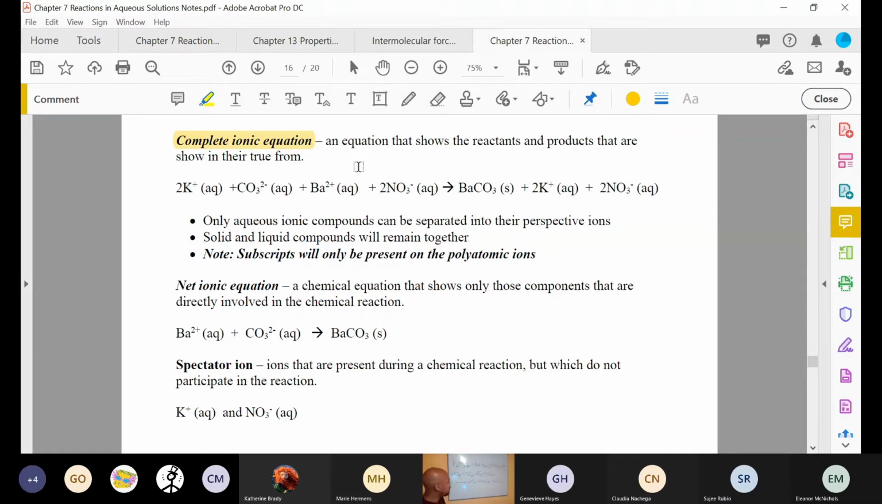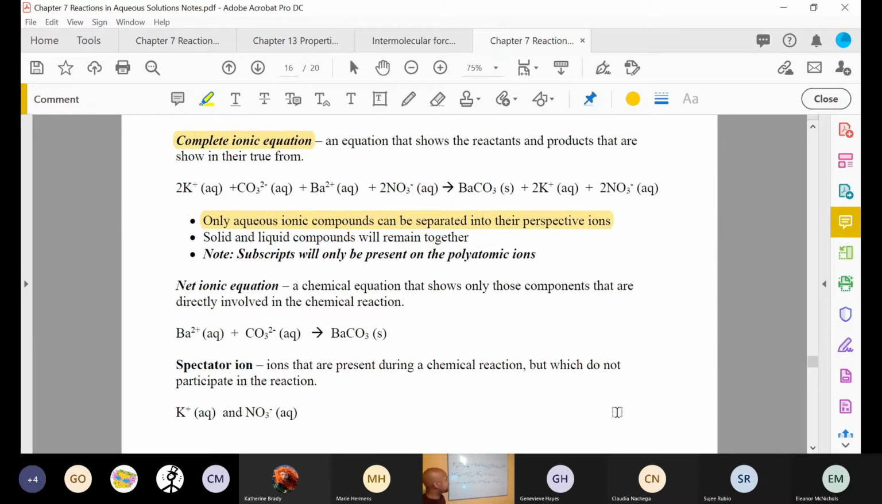And that's what you're seeing in the notes, where I show you in this case that complete ionic equation here. All I did was literally just take this thing and break it apart. And if you look at the notes, I tell you right here, only the aqueous ionic compounds will be separated into their respective ions. If it is a liquid or if it's a solid, you are not separating it. Only if it's aqueous.